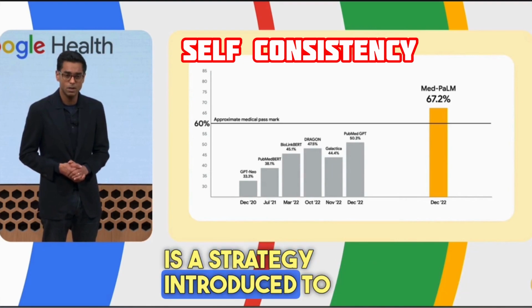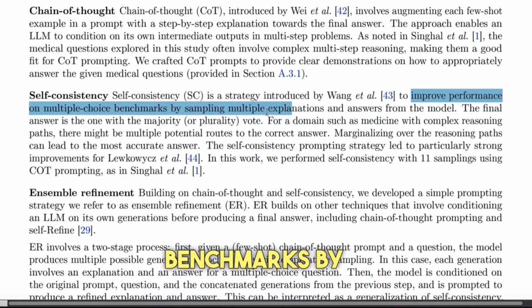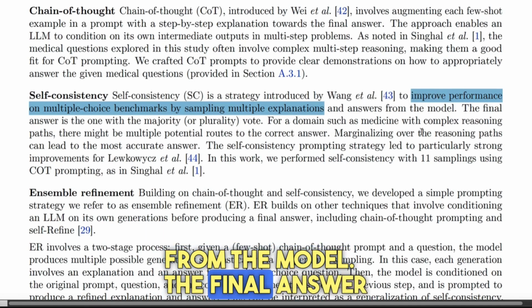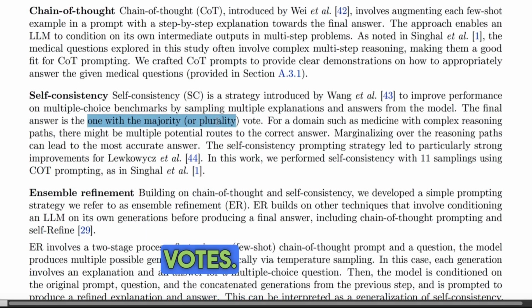Self-consistency is a strategy introduced to improve performance on multiple choice benchmarks by sampling multiple explanations and answers from the model. The final answer is the one with the majority of votes.